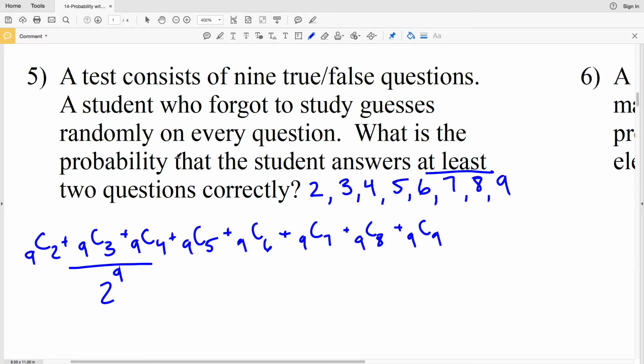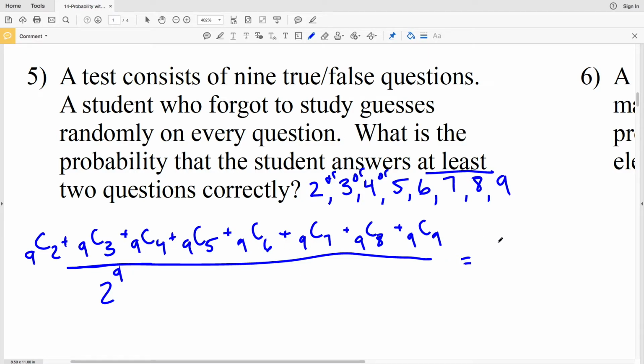Because remember, getting at least 2 questions correct means that he either got 2 or 3 or 4 or 5 and so on. And you can think about a probability formula. If we're looking for the union, the probability of A or B, we're going to be adding those probabilities together. But this is all over the possible number of combinations. So 9 choose 2 plus 9 choose 3 plus 9 choose 4.